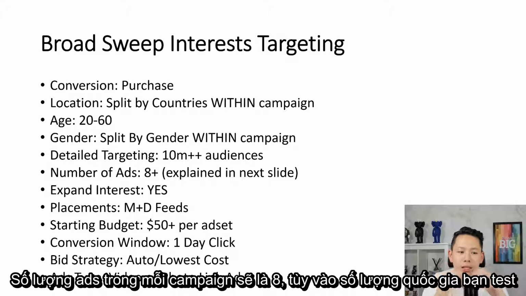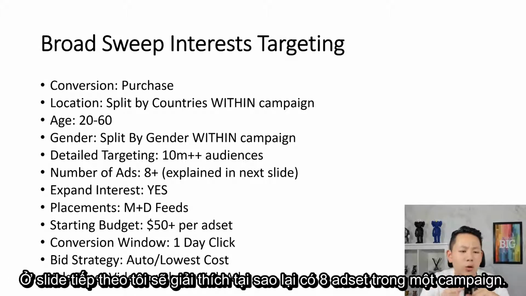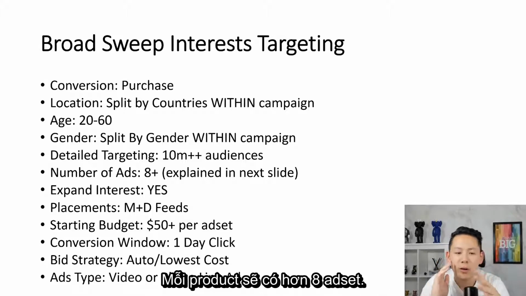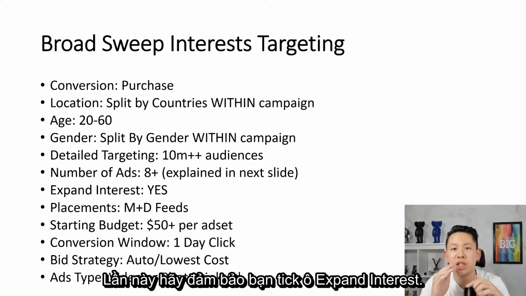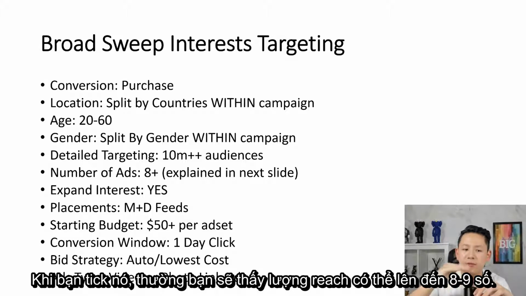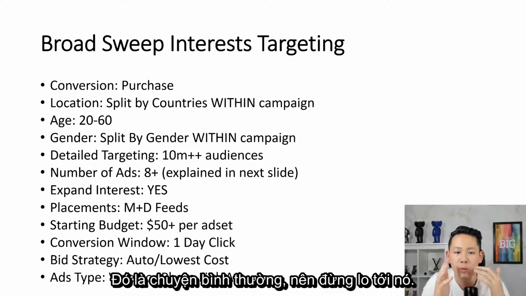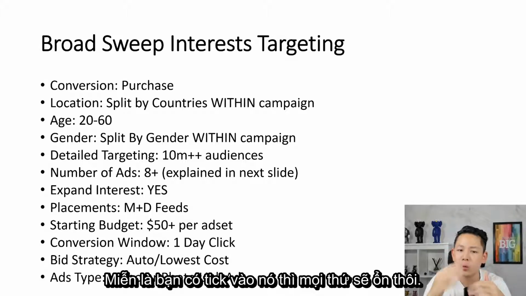Next up, the number of ad sets is around 8 plus, depending on the number of countries you test. This will be explained in the next slide. You'll understand why there will be 8 ad sets within one campaign. So one product will have around 8 plus ad sets. This time around, make sure expand interest is ticked. After it's ticked, it's very common that you see the expected audience go to 8-9 figures, but do not worry about that. As long as expand interest is on, it will work properly.